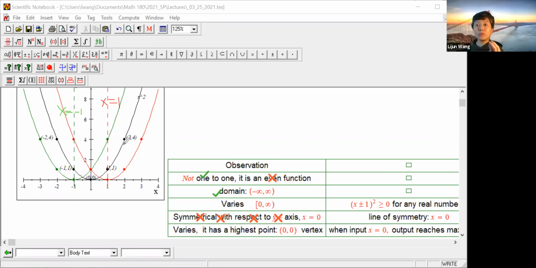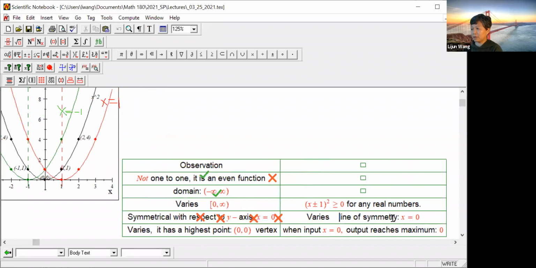Excellent. I want you guys to write it down. If you don't understand, you have questions, come back to me. So the line of symmetry, obviously, varies. Let me write it down here. It's not always the same. So the line of symmetry varies, not always the same.